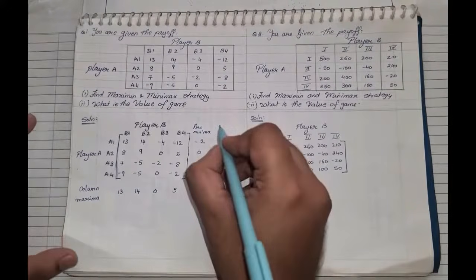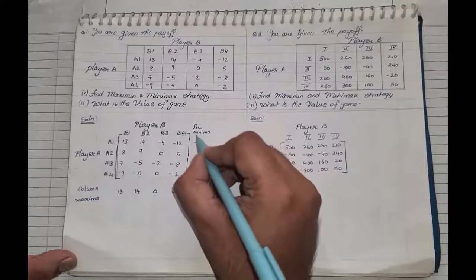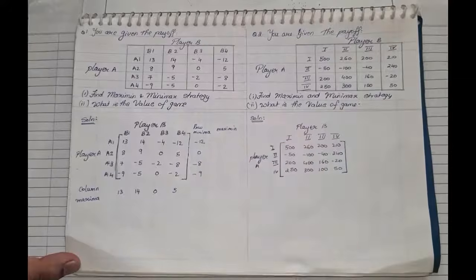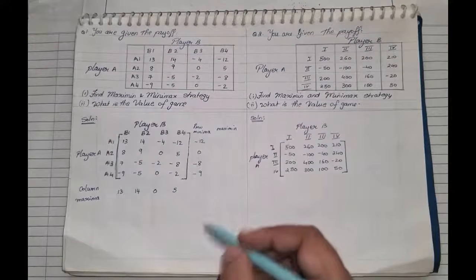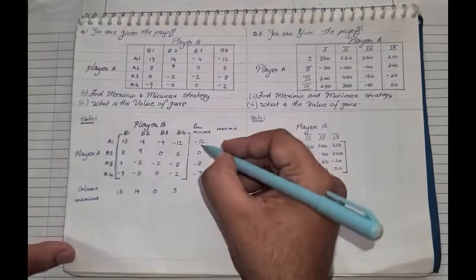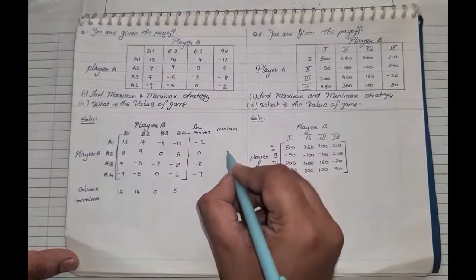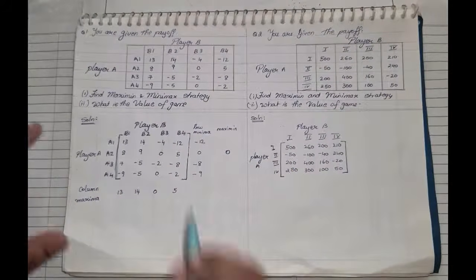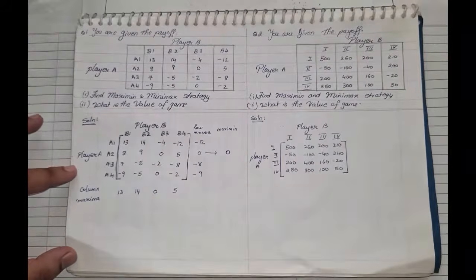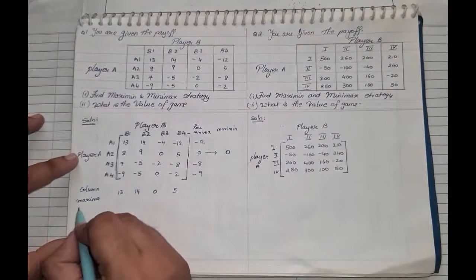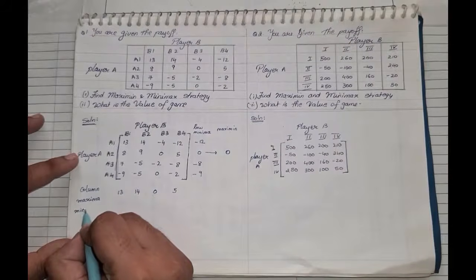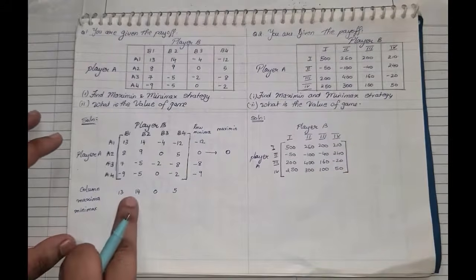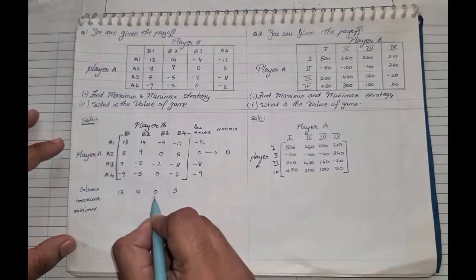Okay, next step. Since it's row minima, we need to find the maximin. Maximin means from your row minima, the maximum value. Which is the maximum value? -12, 0, -8, -9. The highest value is 0. So I'll have to show that this is the maximin value. From the column point of view, since it was maxima, we need to find the minimax. That is, from the maxima, find the minimum value. So from 13, 14, 0 and 5, the minimum value is 0.